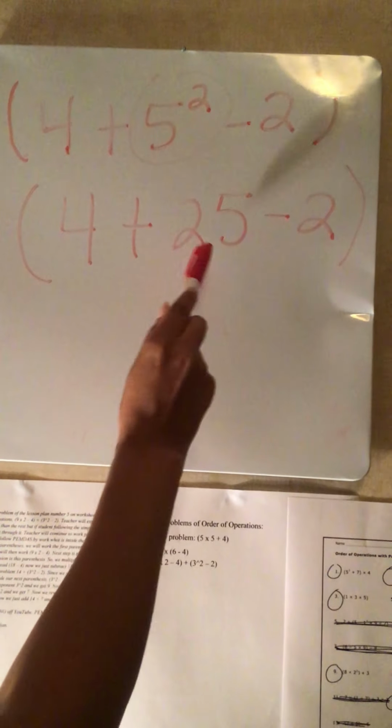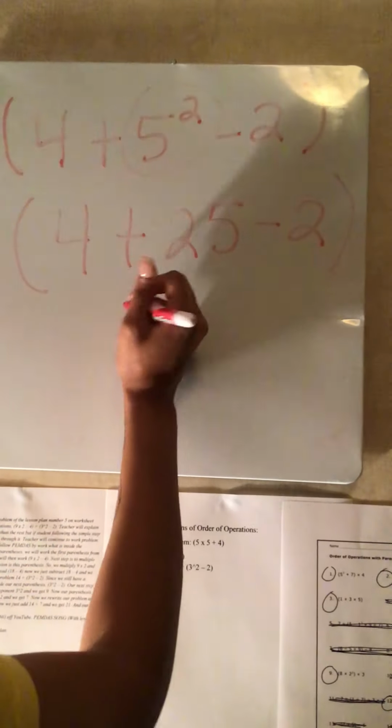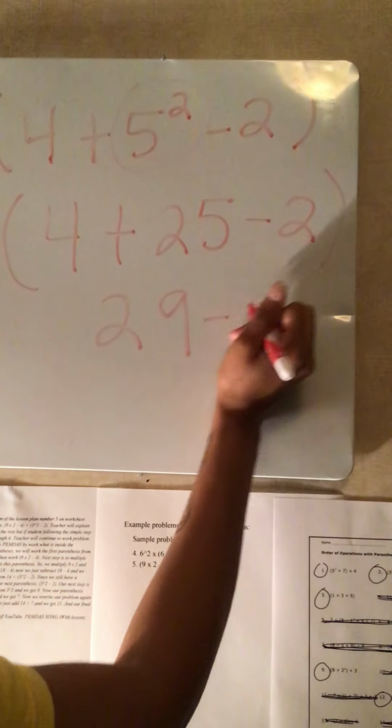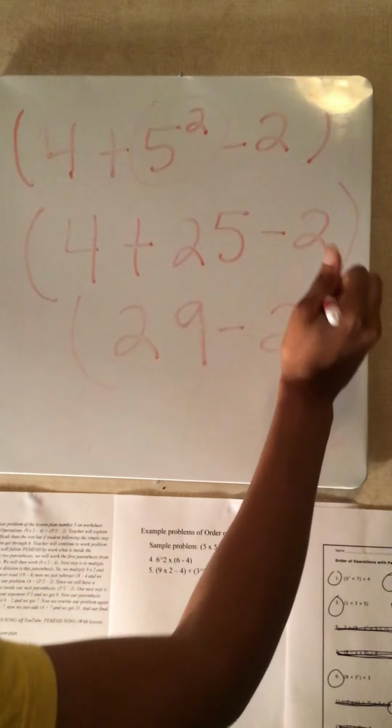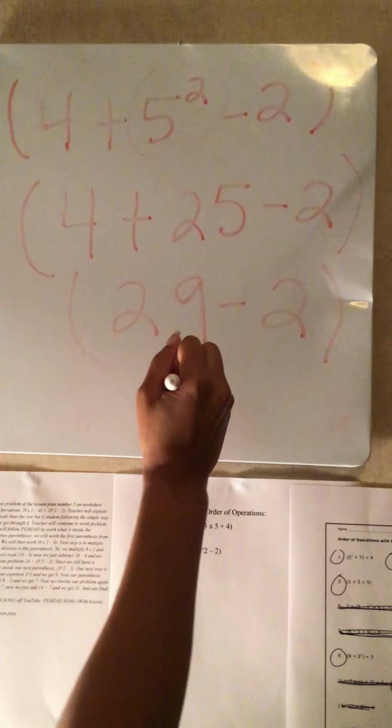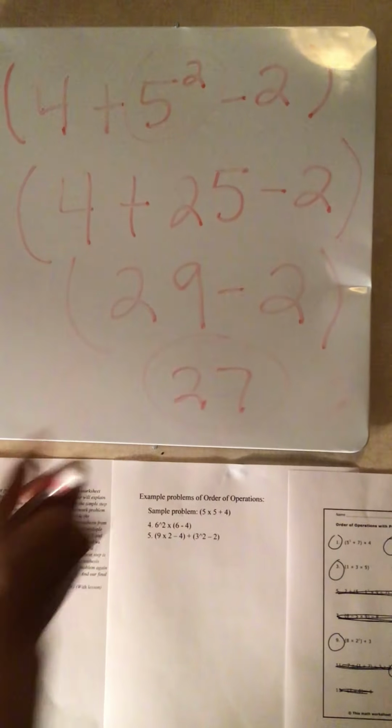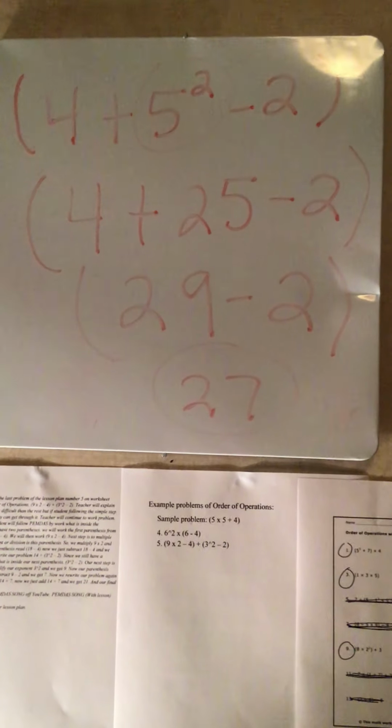So we do 4 plus 25, and that gives us 29 minus 2. And 29 minus 2 is 27. And 27 is our answer.